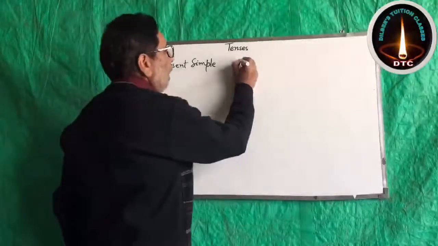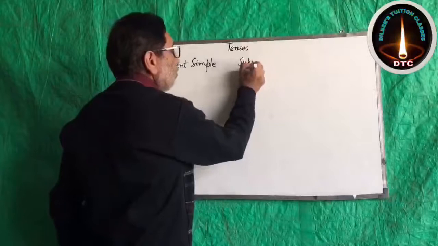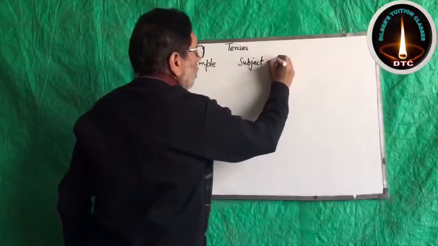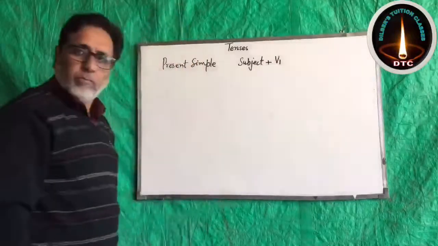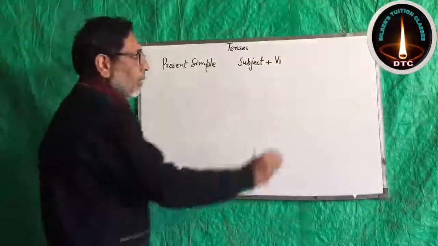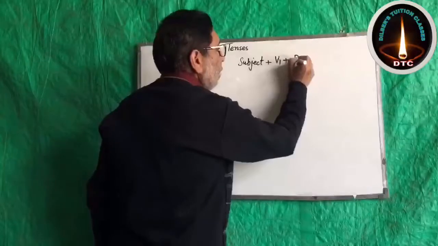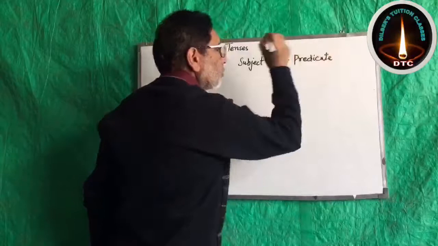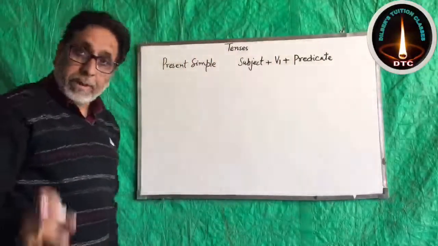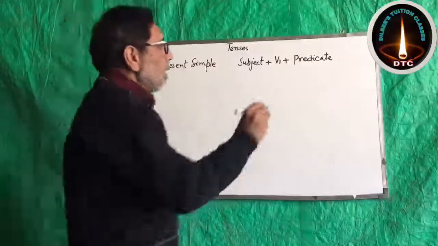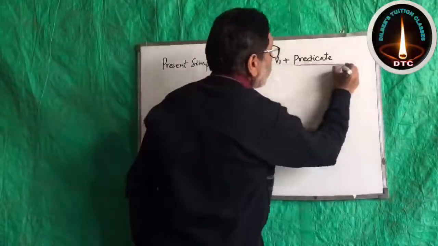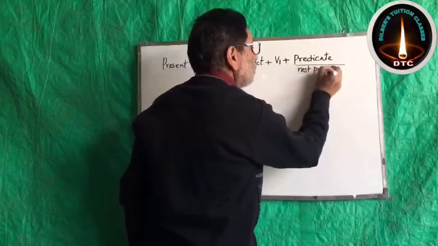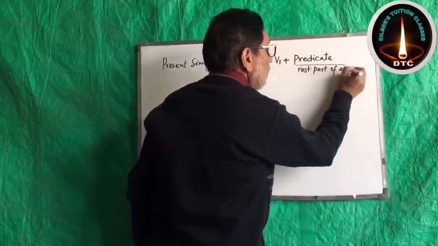In a present simple tense, you must have a subject, then you have the first form of the verb, and then you have a predicate. Predicate means the rest part of the sentence. You must remember it.